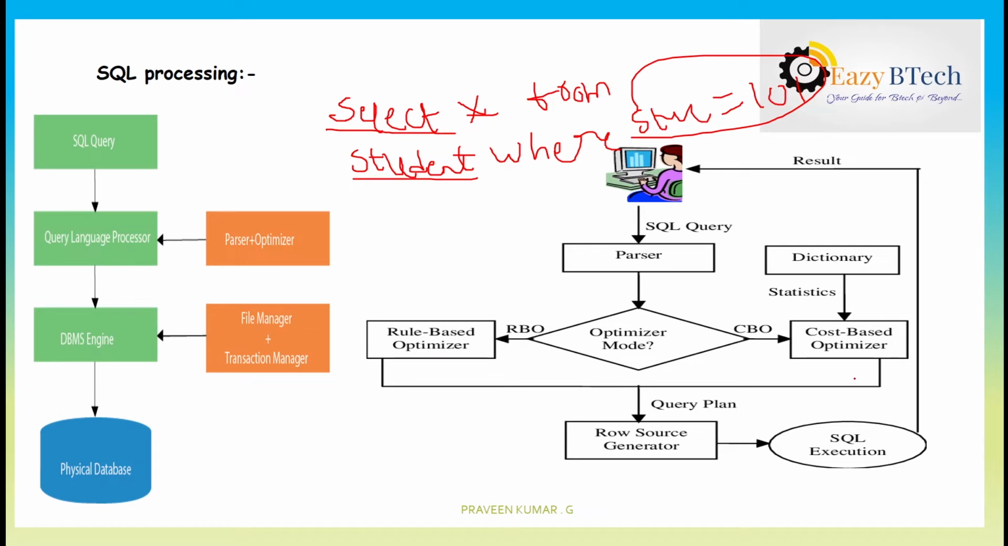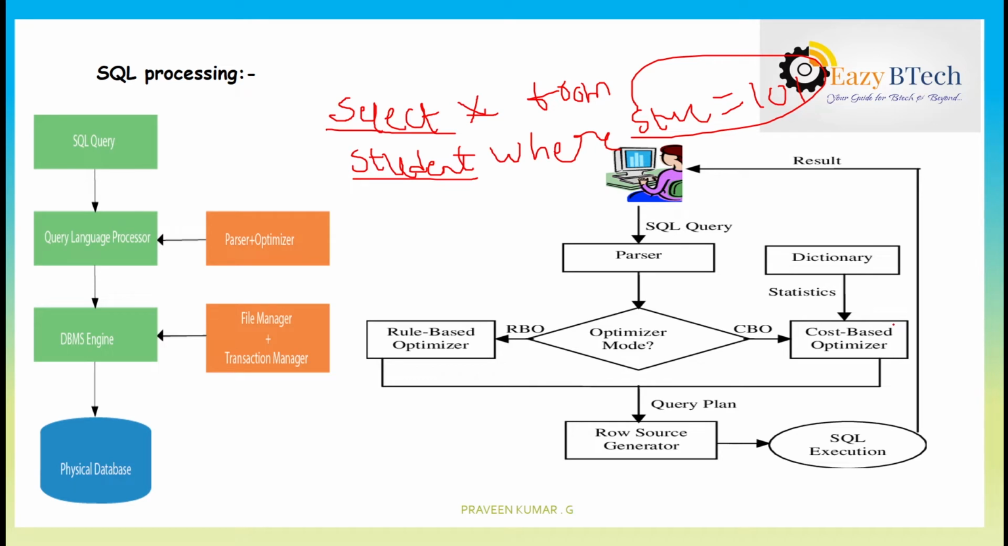We have a rule based optimizer and a cost based optimizer. Before Oracle 7 we used the rule based optimizer. Rule based optimizer checks the entire database. Whereas the cost based optimizer checks only the table. Suppose a database consists of 100 tables, the rule based optimizer checks line by line using some rules. But the cost based optimizer first checks whether the student table exists or not. If the student table exists, it directly uses it. Row source generation happens once the optimizer has checked. Right now we are using Oracle 11, so most probably we are using the cost based optimizer.